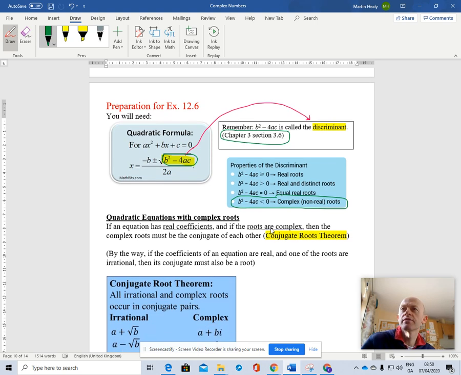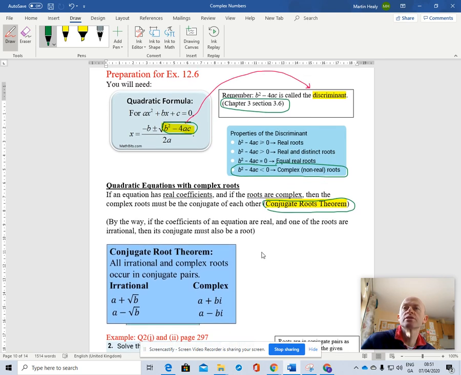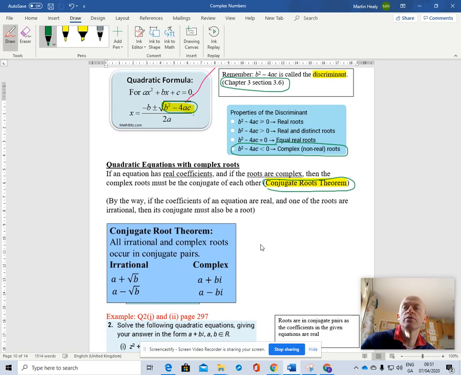Now, there's a fancy little theorem called the conjugate roots theorem, which states that if the coefficients of a quadratic are real, and if the roots are complex, then they must be the conjugate of each other. The same actually applies with irrational roots as well, but we won't worry about that at the moment. So we're interested in this here, the conjugate roots theorem.